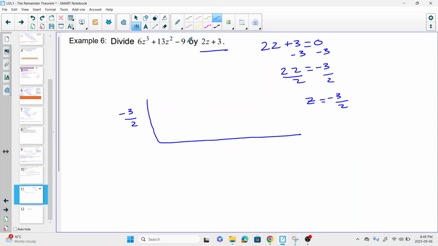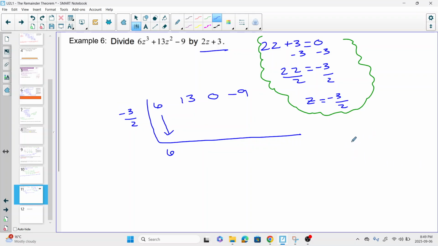And then again, we have to make sure we've accounted for the coefficient of all descending powers. So we would have a 6 for our degree 3, a 13 for our degree 2, a 0 for our degree 1, and then that negative 9. Let's put this off to the side. Okay, so first and foremost, we've got to pull down our 6. Now we're doing 6 times negative 3 over 2.